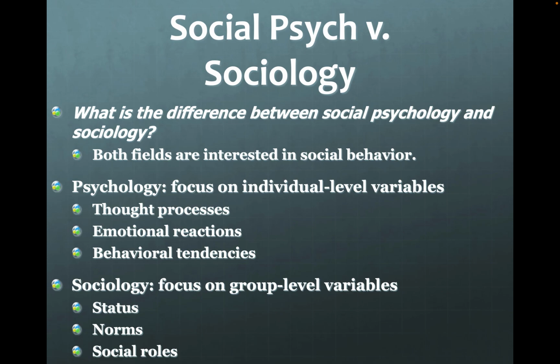What is the difference between social psychology and sociology? Both fields are interested in social behavior. Psychology focuses on individual level variables: thought processes, emotional reactions, behavioral tendencies. Sociology focuses on group level variables: status, norms, social roles. So psychology looks at what's going on in the individual and why they act that way around other people. They're looking at the individual. Sociology just looks at the group.